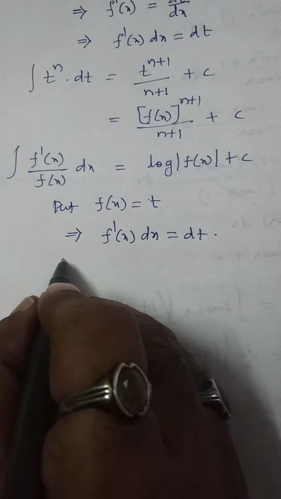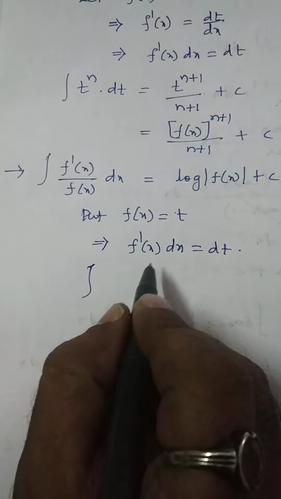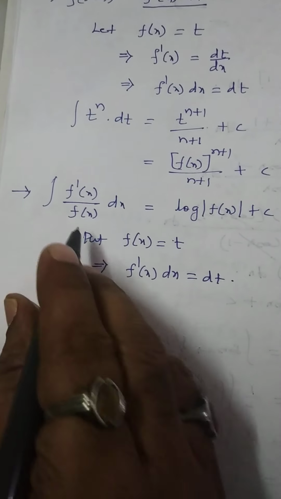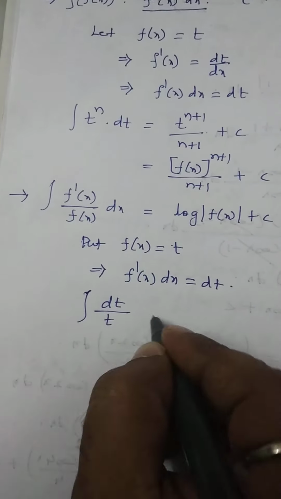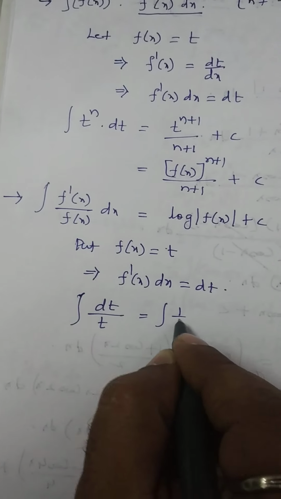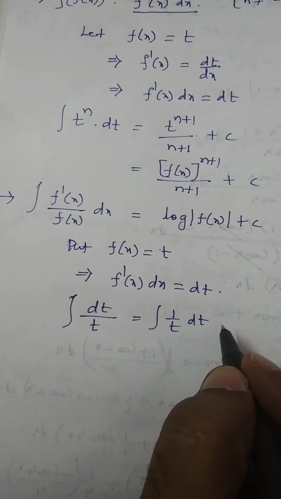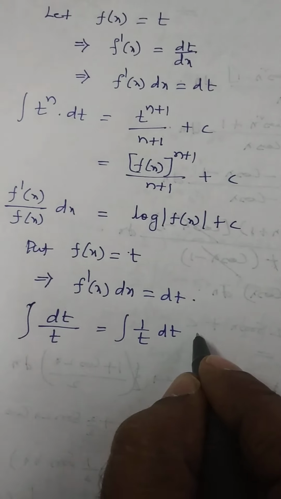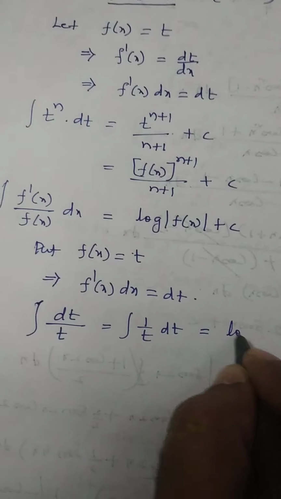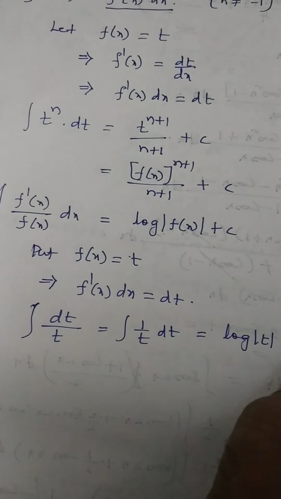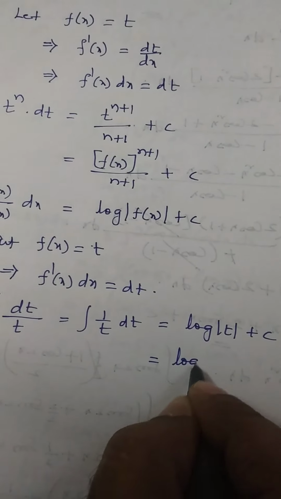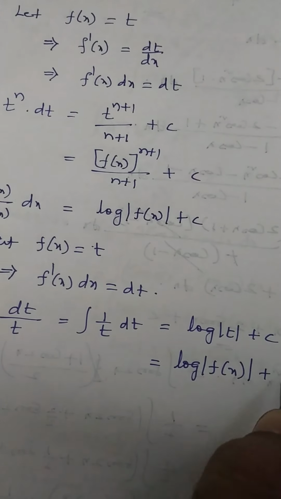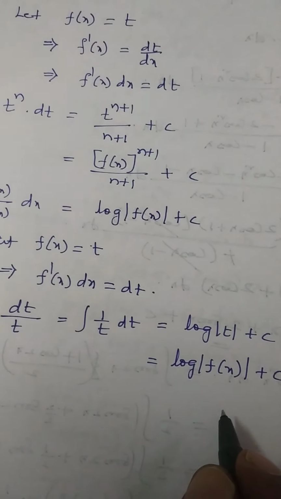So the given integral will turn into: f dash of x dx is equal to dt, and the denominator f of x we had assumed as t. So this is nothing but integration of 1 by t dt. We know that integration of 1 by x dx is equal to log x. So log of t plus c. What is t here? Our f of x. So log of f of x plus c. So this is the second one.